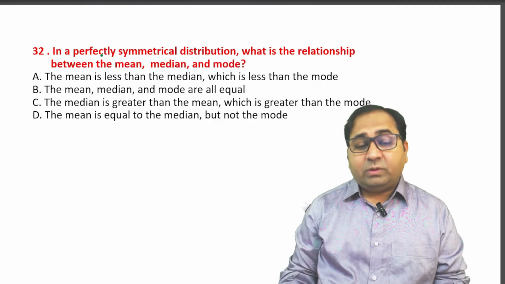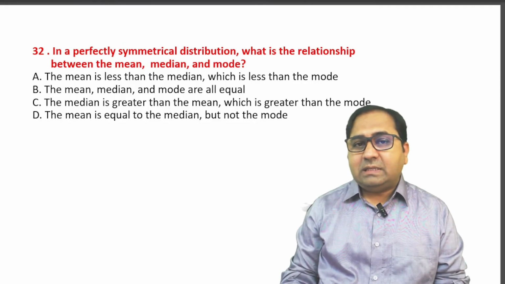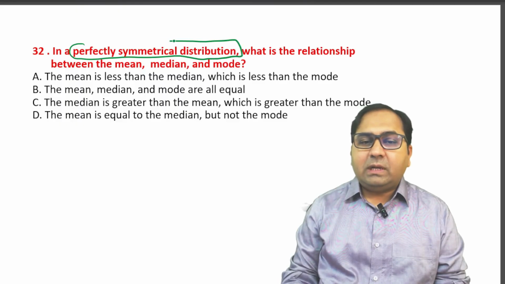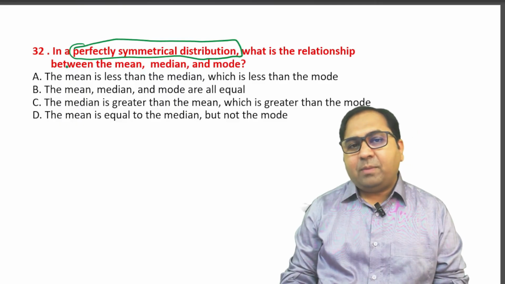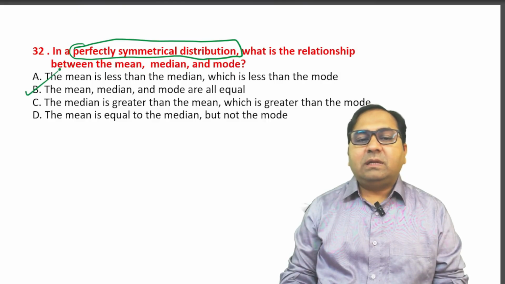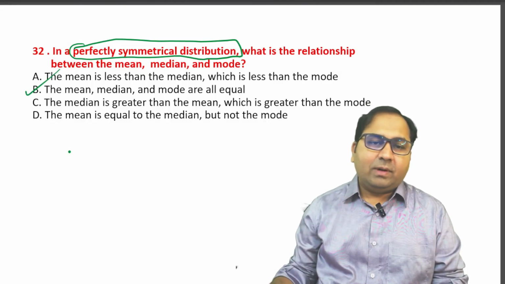So in the question itself, they have mentioned the answer. They have said, in a perfectly symmetrical distribution. So what will happen when they are perfect and symmetrically distributed? All are equal. So the answer is that the mean, median and mode are all equal. Okay.